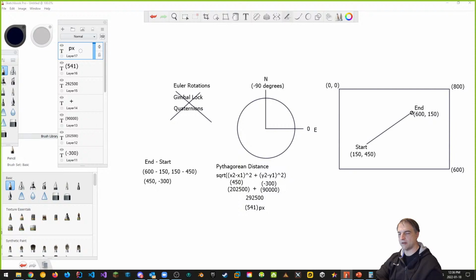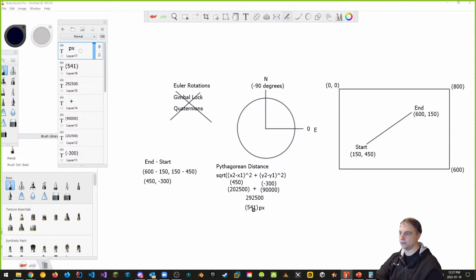Okay, but we don't care about the distance. What we care about is a normalized value that points at the endpoint, okay? We have this, that's the total vector. And so what we want to do to get a normalized value or the unit vector is divide these two values by the total distance.